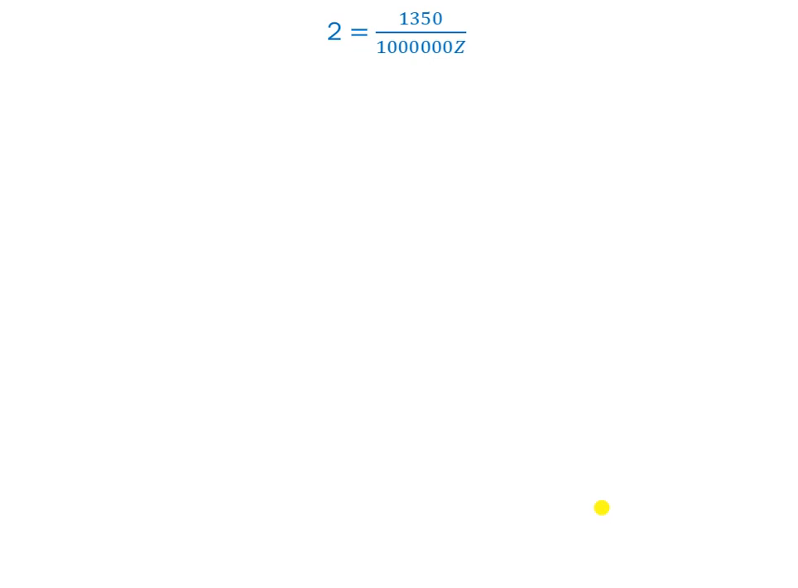So we shall have 2 is equals to 1350 divided by 1 million z. That is by simplifying the previous step. Then here we shall simply now cross multiply. And when you cross multiply, you will get 2 million z is equals to 1350.